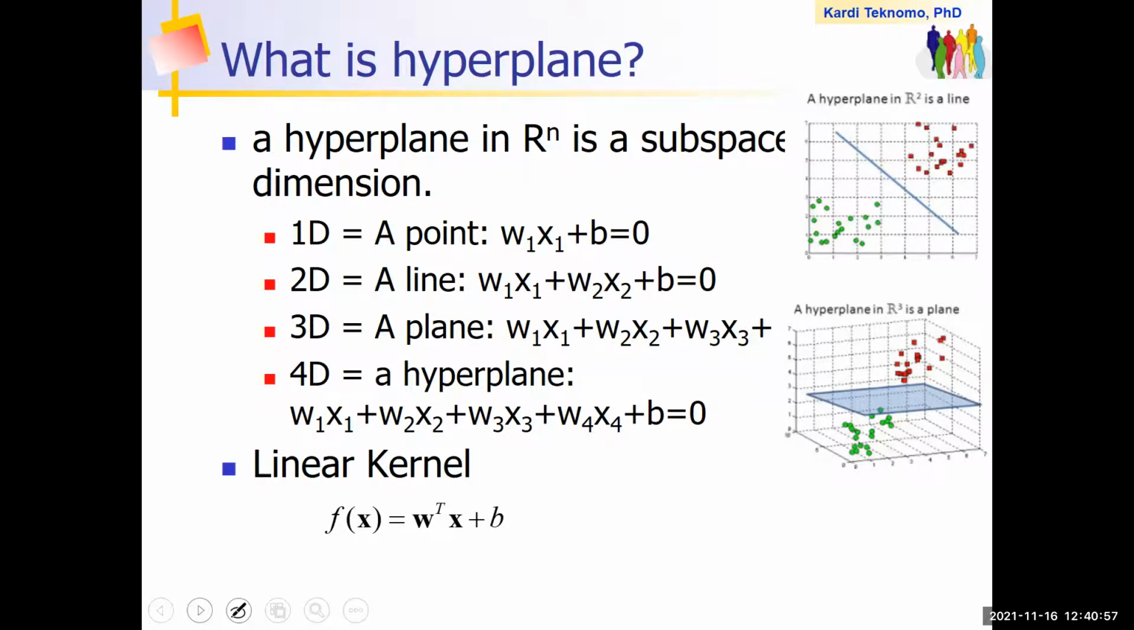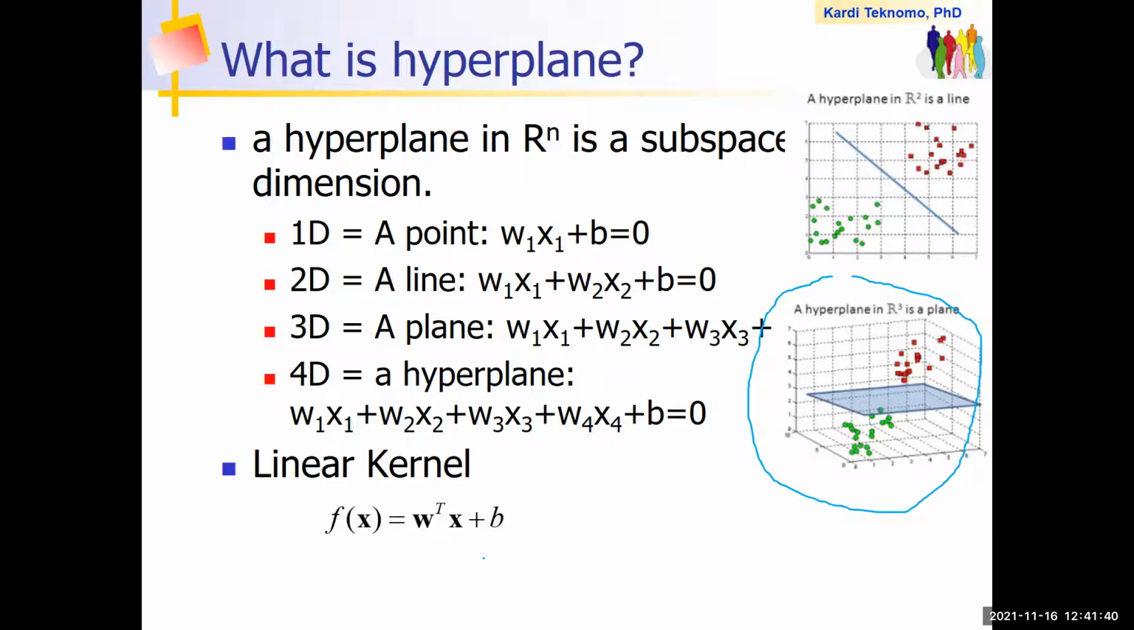Right? When we say hyperplane, it basically depends on the dimension. If you have only one dimension, that means a point, this is the equation of a point. A point is a hyperplane. In 2D, something like this drawing on the right, a line is called a hyperplane. Now in 3D, a plane, like this example in this drawing, a plane is actually a hyperplane.